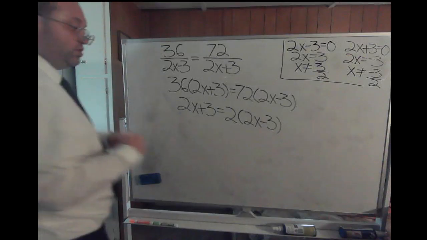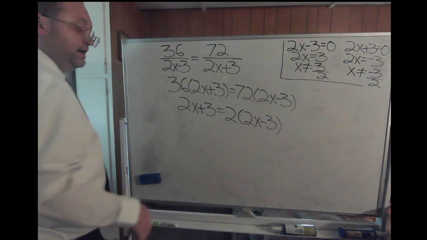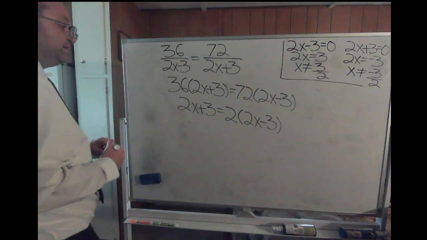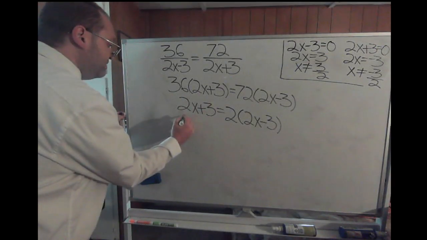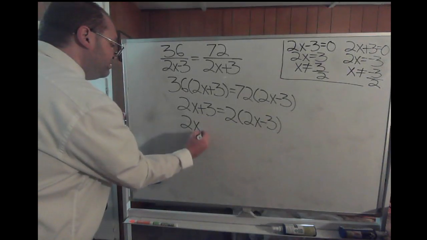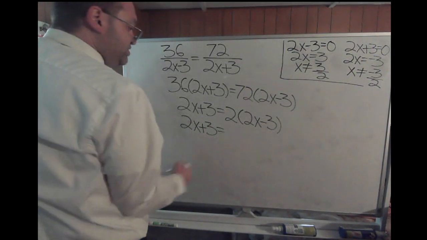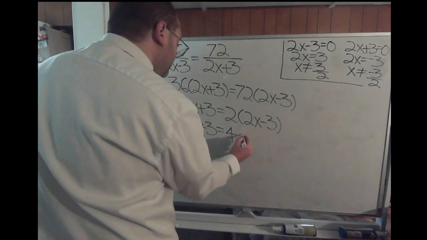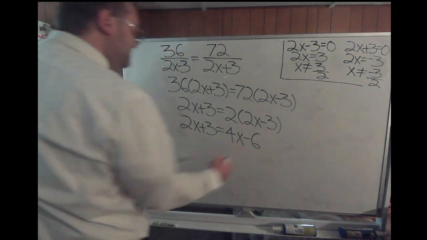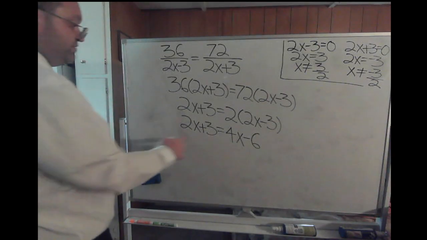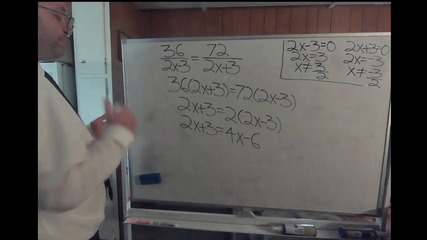Much easier to work with. 2 times 3 is much easier to work with than 72 times 3. I think most people would prefer that. So now let's do the distributive property on the right hand side. The left side will still stay the same. You'll have 2x plus 3. That'll be equal to 2 times 2x, well that's 4x, minus 2 times 3, that'd be minus 6, so you have 2x plus 3 equals 4x minus 6.